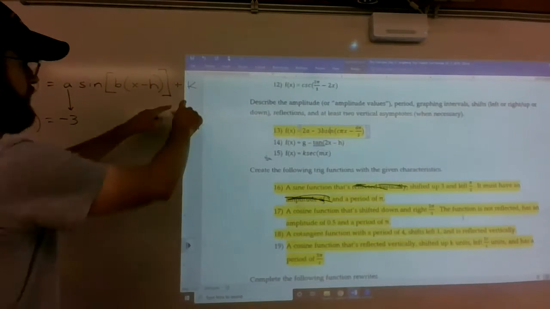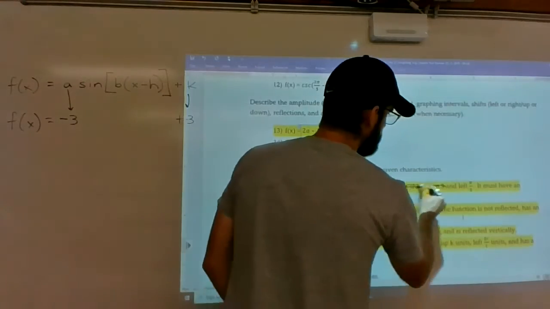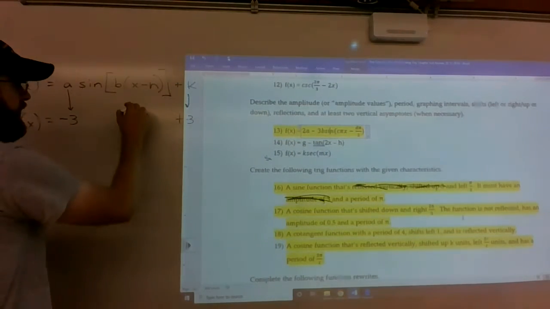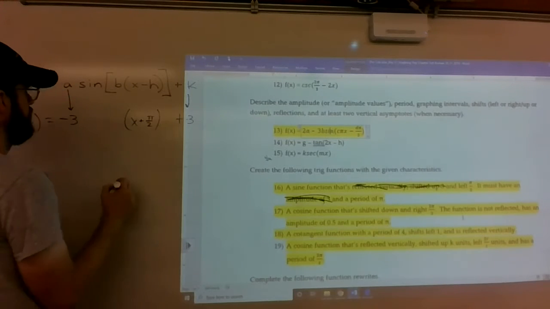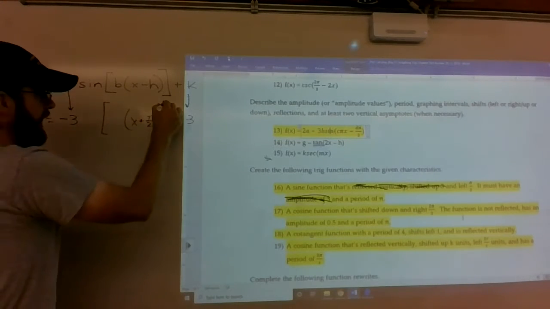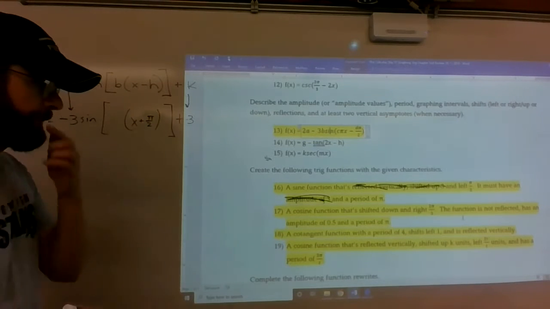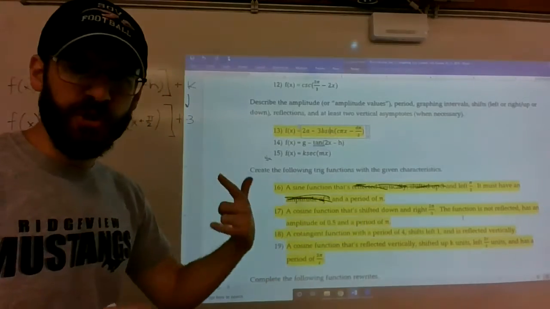Shifted up 3. That means there's going to be a plus 3 here. Left pi over 2. That means it's going to be x plus pi over 2 inside the parentheses. So we're leaving the bracket open for a b value. We know it's sine. So it's a period of pi. This is usually the tricky part.